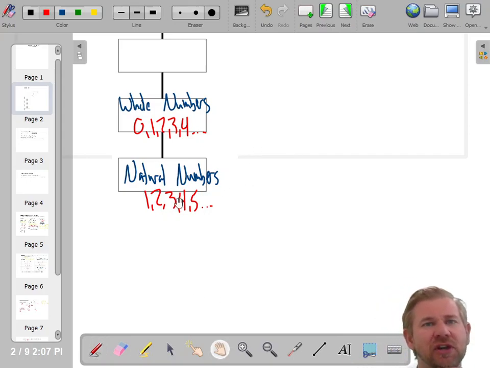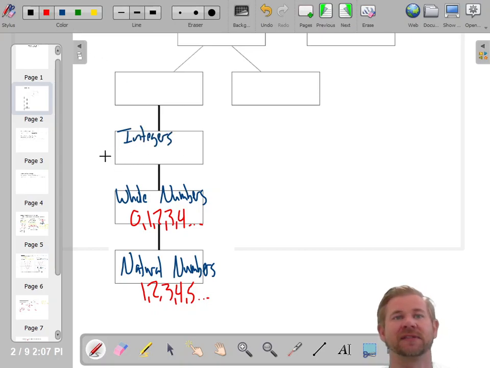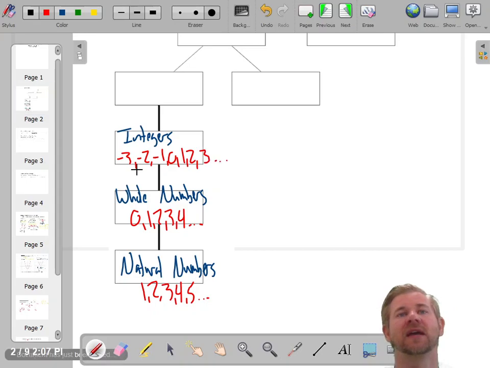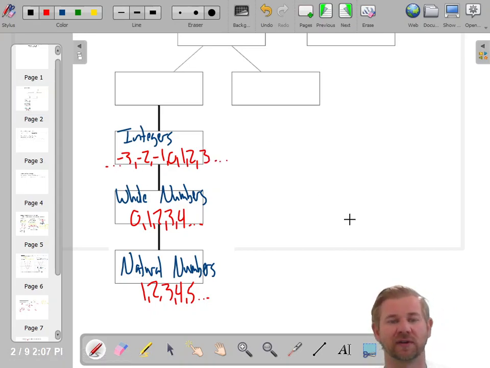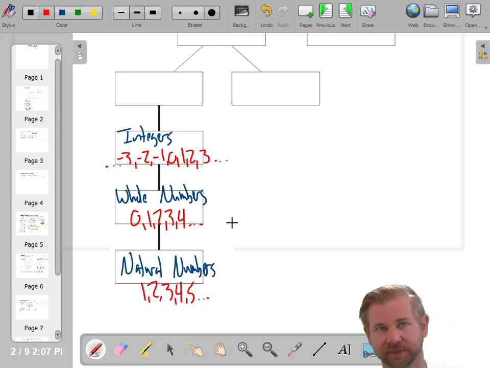So what else? Let's see. We start off with the positives, then we throw in 0. Hey, what about the negatives? If you throw in the negatives, those are called the integers. And the integers are whole numbers and their opposites. So like -3, -2, -1, 0, 1, 2, 3. Again, it goes on in both directions forever. So whole numbers and their opposites, those are called the integers.